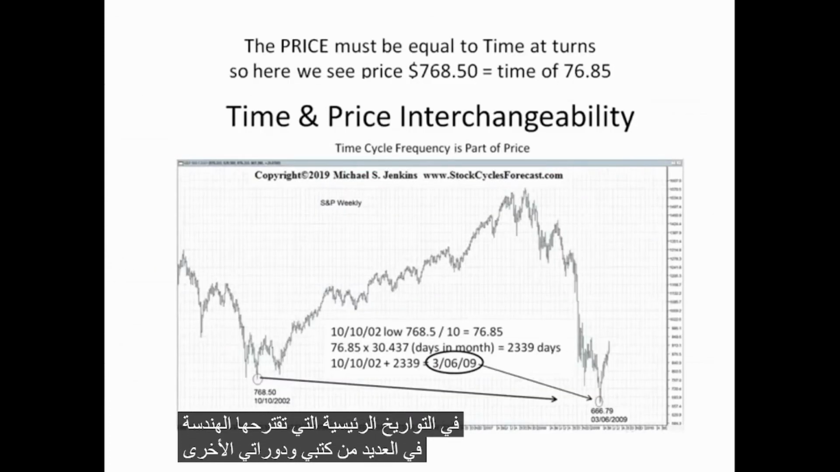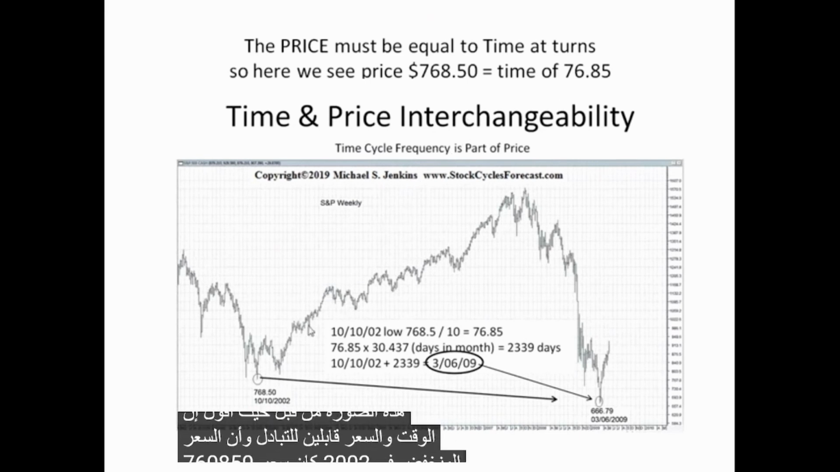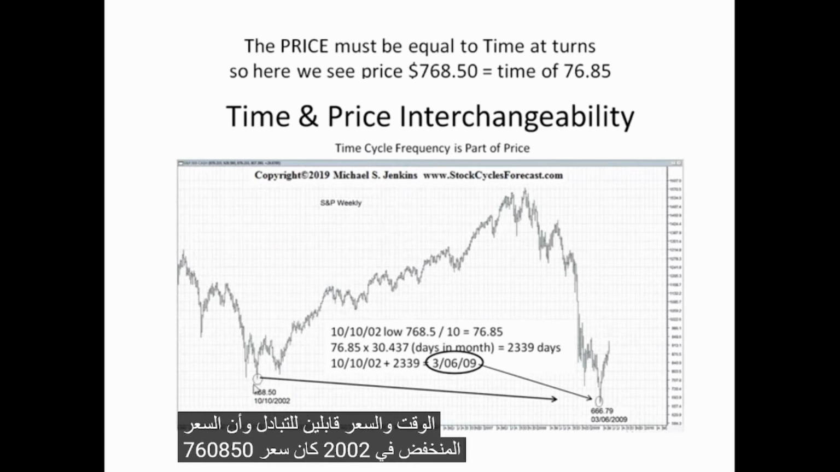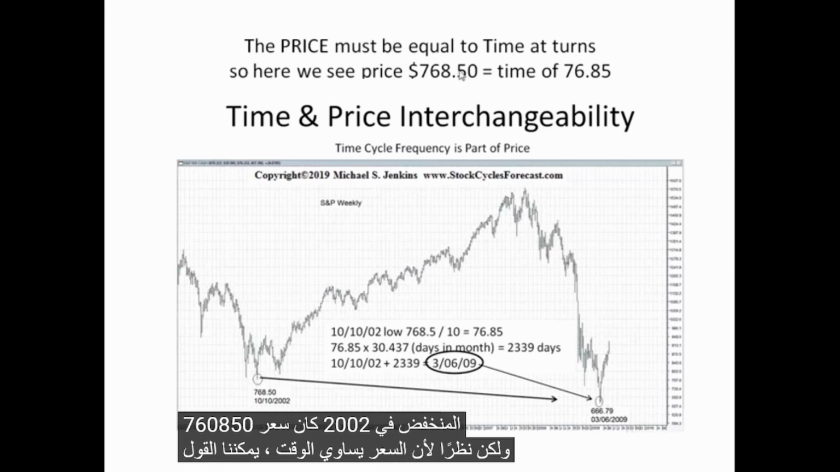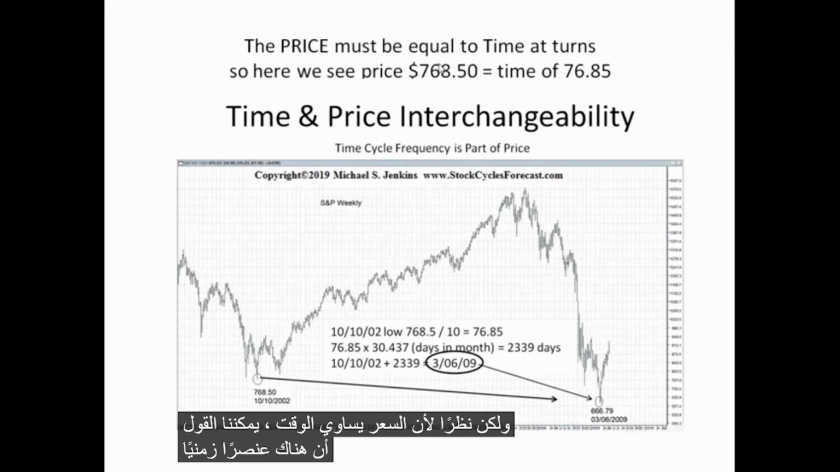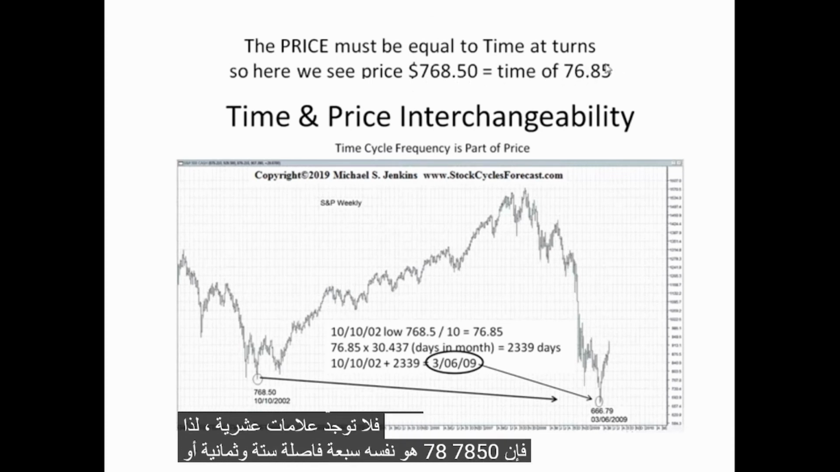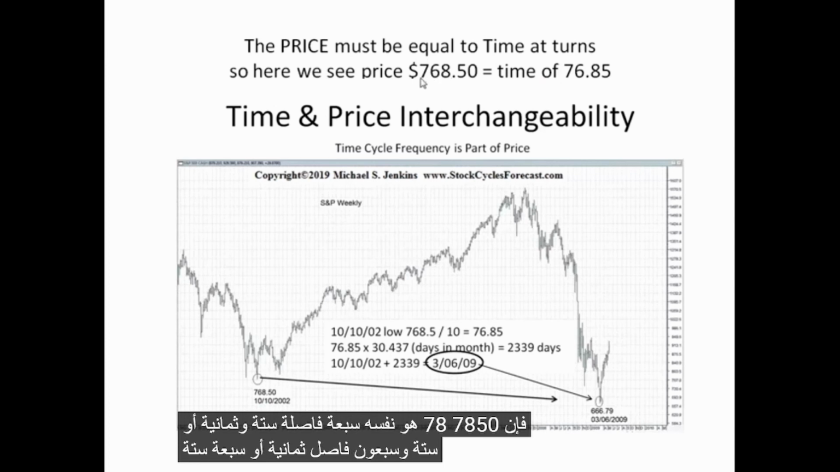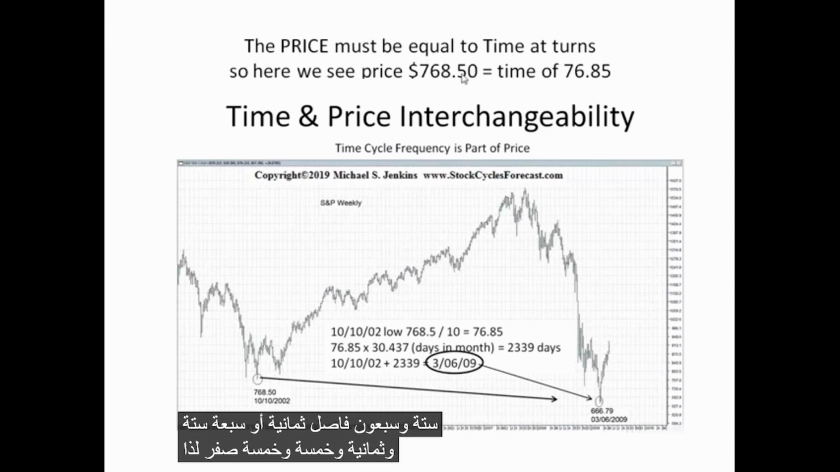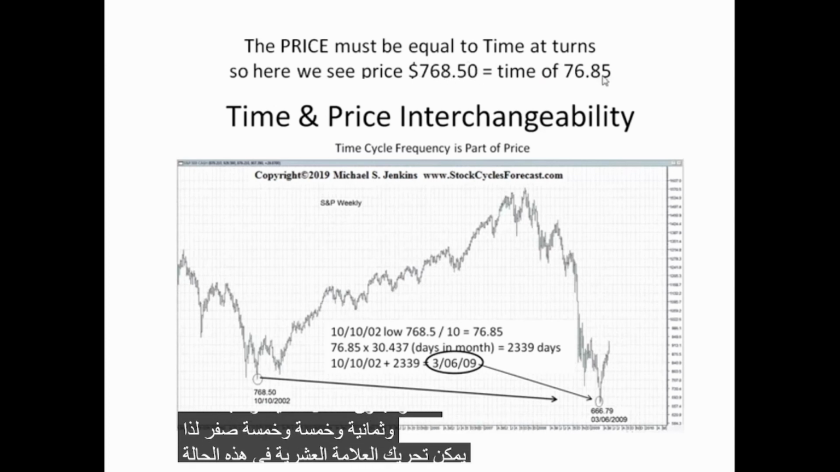In many of my other books and courses and videos, you've probably seen this picture before, where I say that time and price are interchangeable, and the low in 2002 was a price of 768.50. But since price equals time, we can say that there's a time component in there of 76.85. Remember, when we translate these things in the subconscious minds of men, there are no decimal points. So 768.50 is the same as 7.68 or 76.8 or 768.50. So the decimal point can be moved around.